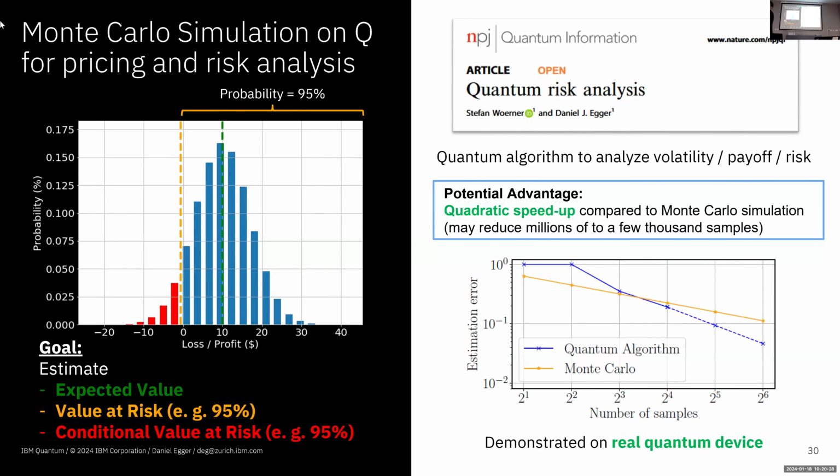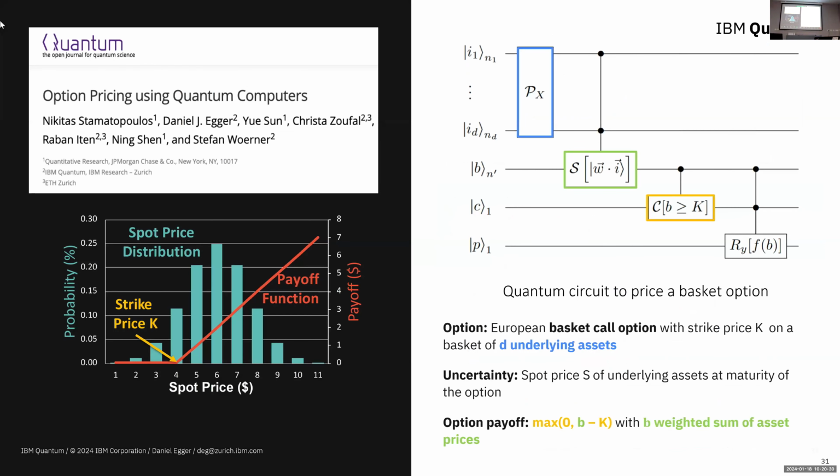Now, this is also something that interests a lot of our partners. For instance, JP Morgan Chase was interested in this, and we collaborated with them for a while to come up with a framework to price options, so derivative contracts on these computers. Basically, a lot of the work here was done just to figure out what the circuits for these things might look like.